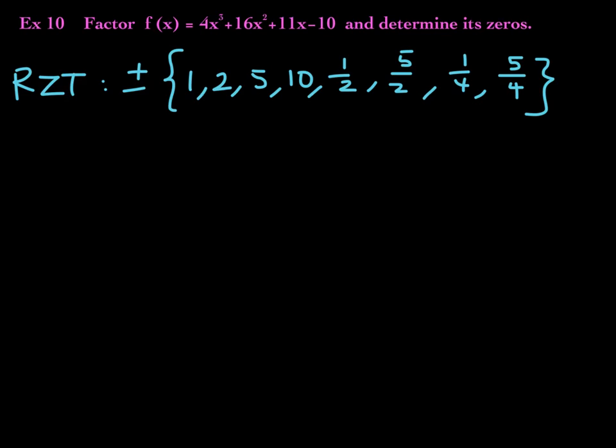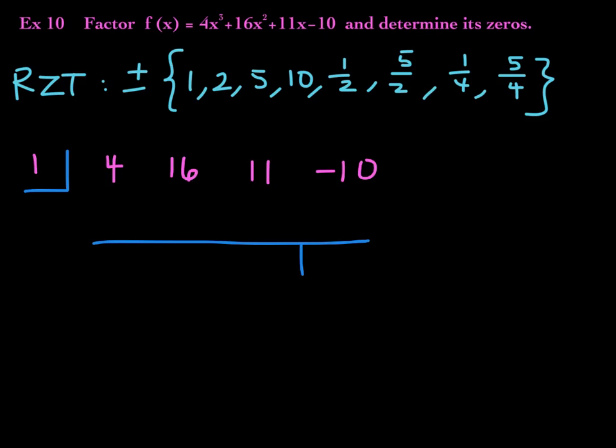Now, you can try to use Descartes' Rule of Signs for this problem, and you will find out that Descartes' Rule of Signs does not shorten this list at all, okay? So what I'm going to do is jump into synthetic division, and as I'm doing synthetic division, I am going to keep my eyes open for upper and lower bounds. All right, I'm going to try 1 first and check to see if it's a zero.